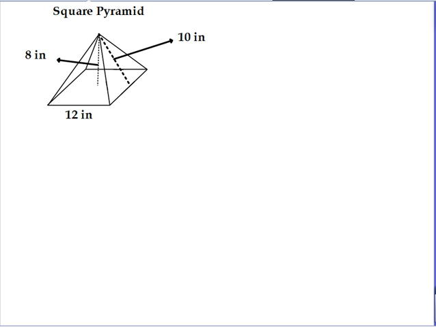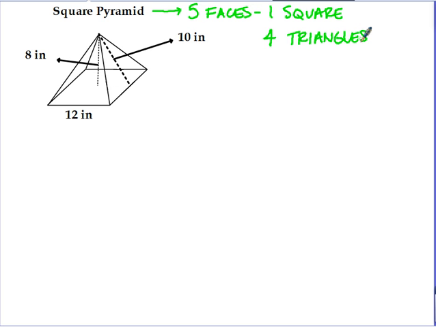So if I'm looking at a square pyramid, this is going to have 5 faces. It has one square as our base, the bottom, and then it's going to have 4 triangles. And all of these triangles are going to be the same because our square has 4 sides that are the same. So all 4 sides of our square are the same, which means all 4 triangles are the same.